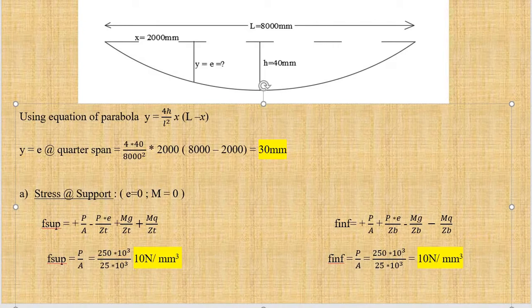The next thing is, again it's the same thing: E value is 0, M value is 0. So the second, third, fourth terms are 0. The remaining is P by A. It is the same value both at the top and at the bottom. The stresses at the top and bottom are 10 Newton per mm square. That is the stress at the support.